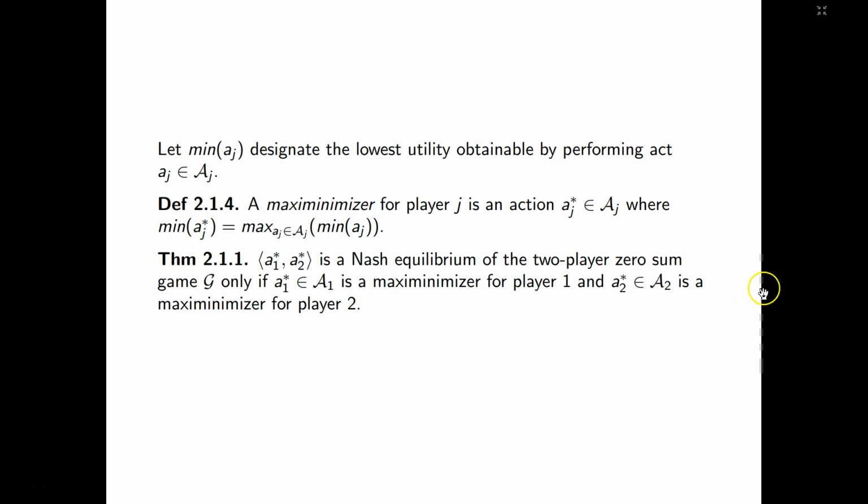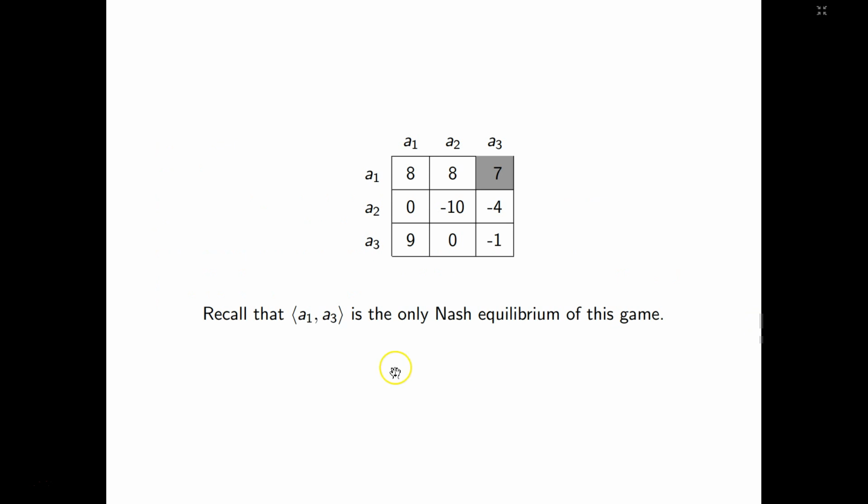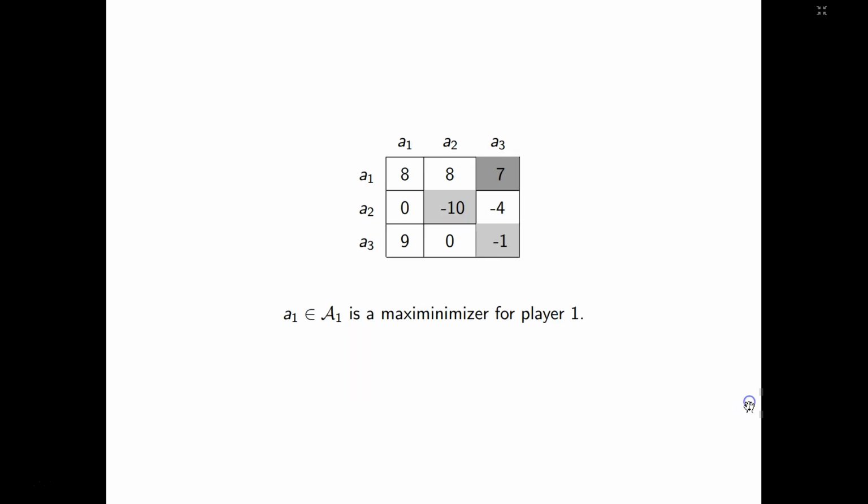So it's telling us to find the maxi-minimizers for each player. If they intersect, if they coincide, that's going to be a Nash equilibrium. So we recall here this game we looked at earlier. A1, A3 was the only Nash equilibrium of this game. And A1 is the maxi-minimizer for player 1. We find that by finding the min in each action for player 1.